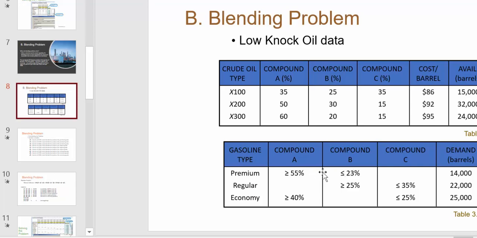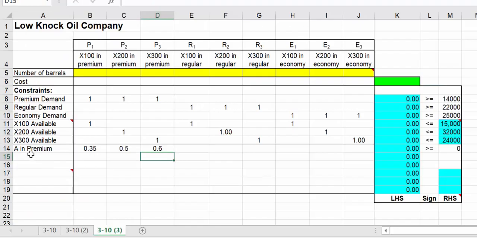And the other one is the amount of compound B as well. So compound B, there's no stipulation, as you can see in the contract, for how much compound C needs to be in premium, but it needs to be less than or equal to 23% of compound B. And compound B in X100 is 25, 30, and 20 for X300. We can call that B in premium. So this will be B in premium. And again, premium is all here, so we stick it in here.